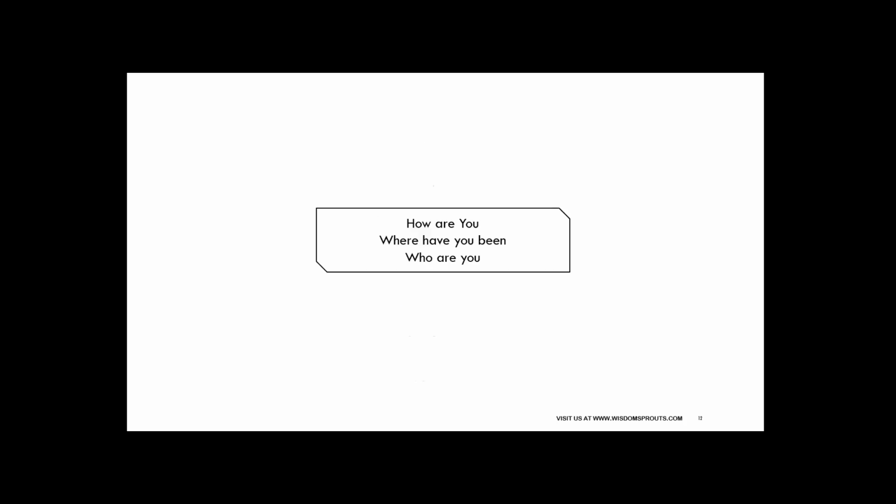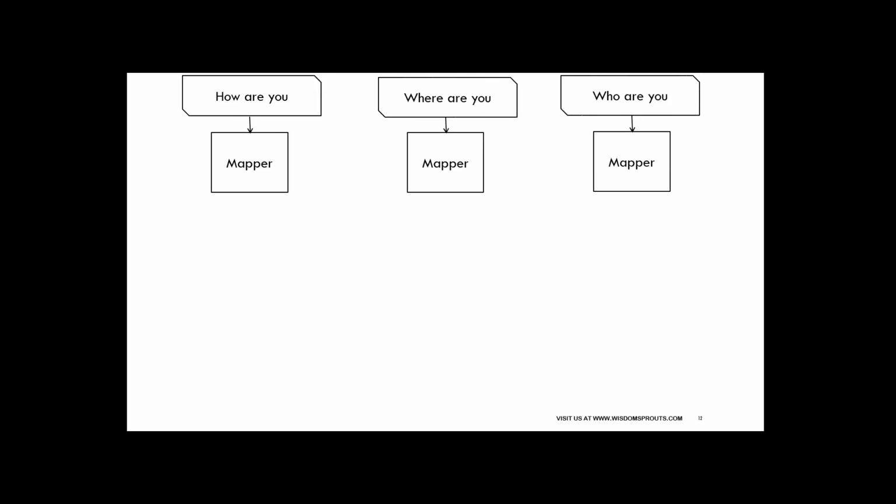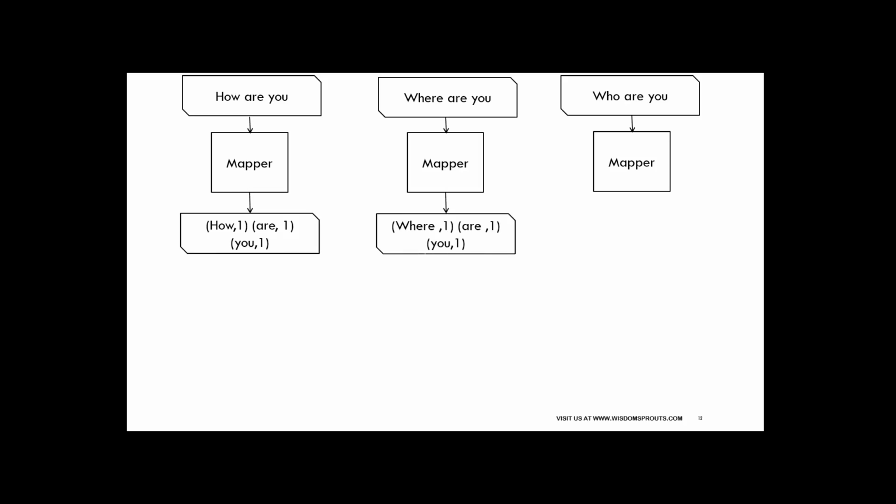So my client has a file containing: how are you, where have you been, and who are you. On the cluster side, I have three mappers, and each mapper will get one block each. So mapper 1 gets how are you, mapper 2 gets where are you, and mapper 3 gets who are you. Mapper 1 will give the output as how comma 1, r comma 1, and u comma 1. Mapper 2 will give where comma 1, r comma 1, and u comma 1. And mapper 3 will give who comma 1, r comma 1, and u comma 1.